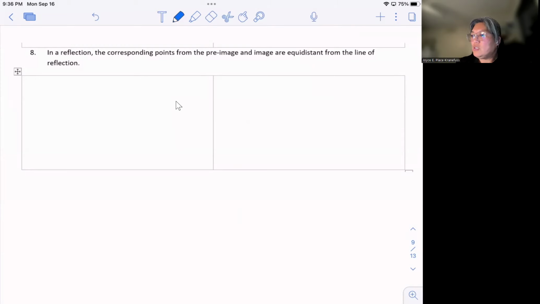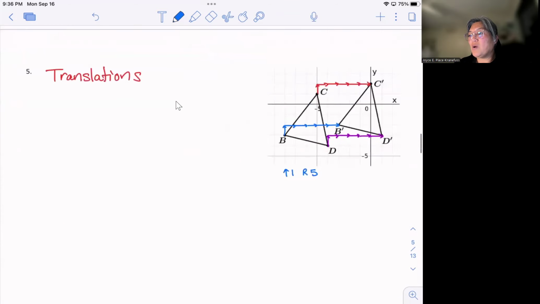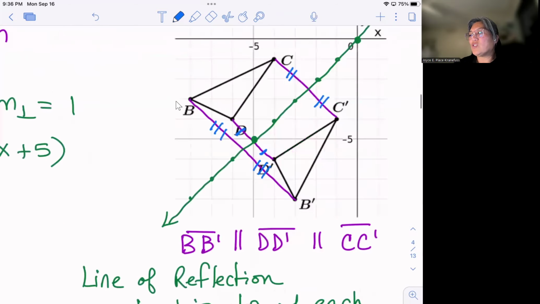In a reflection, corresponding points from the image and pre-image are equidistant from the line of reflection. That line of reflection is better known as the perpendicular bisector of the segments between the image and the pre-image. So look back at what we've done with reflection.